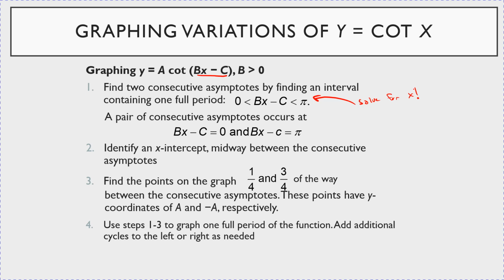Those are incredibly important. You have to set those up, and then you're going to notice as I go through this, it's going to fall right into place. Then you're going to identify an x-intercept midway between the consecutive asymptotes. Then you're going to find the points on the graph 1/4 and 3/4 of the way between consecutive asymptotes. These points have y-coordinates, this is where the a comes in, of a and minus a respectively.